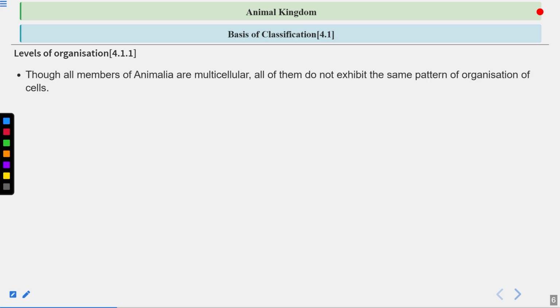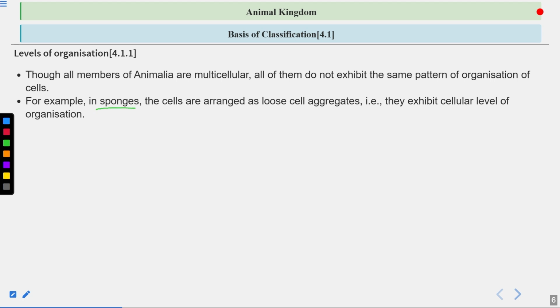Though all members of Animalia are multicellular, all of them do not exhibit the same pattern of organization of the cells. All the animals are multicellular because you have studied about it in the biological classification chapter. The unicellular eukaryotic organisms are kept in which kingdom? Protista, right? But what about the multicellular? So here in the animal kingdom, we are going to study the multicellular animals, right? So in multicellular organisms, what is the level of organization?